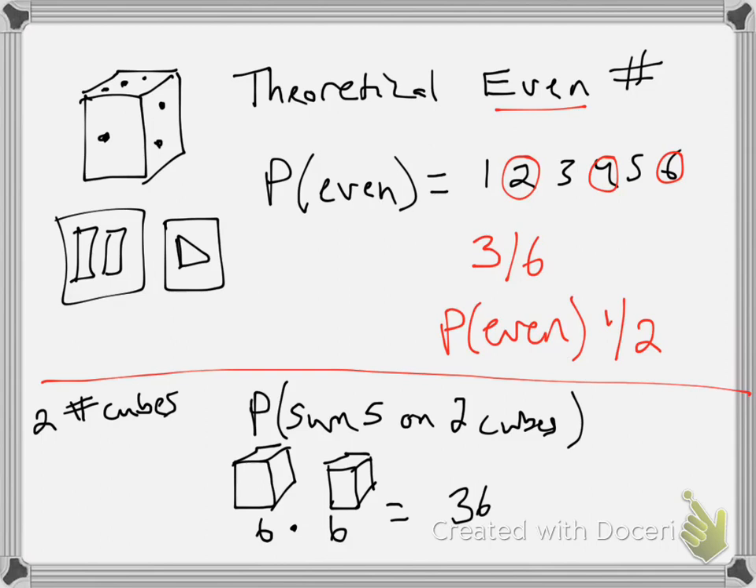And what I want to do is list all of the different ways that I can get a sum of 5 on 2 cubes. So I could do 1 and 4.